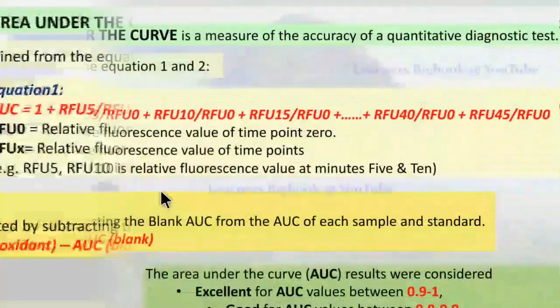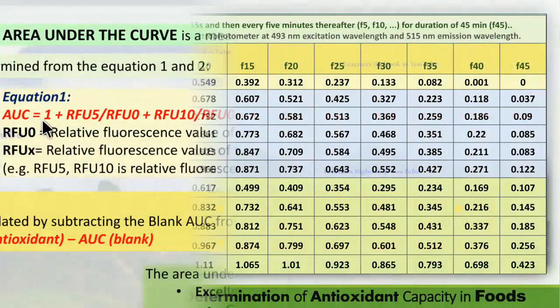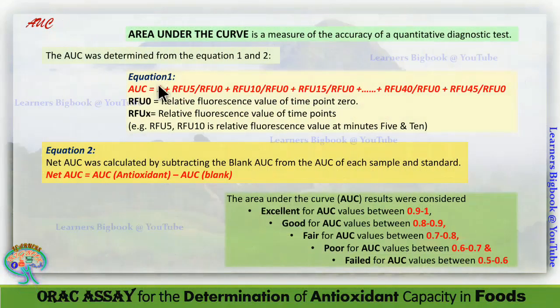Here AUC has to be calculated for each: AUC of blank, AUC of 6.25, AUC of 12.5, AUC of 25 micromolar Trolox, AUC of 50 micromolar. Like this for the sample also, 10x, 8x, 7x, 6x, 5x have to be calculated. So that has to be done with the help of equation 1, where AUC = 1 + RFU5/RFU0 and so on.